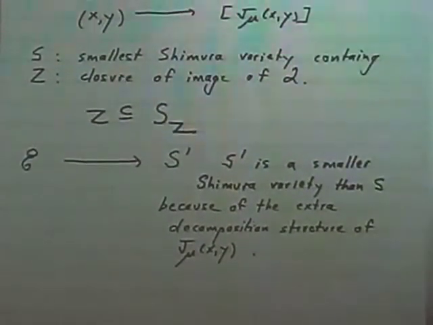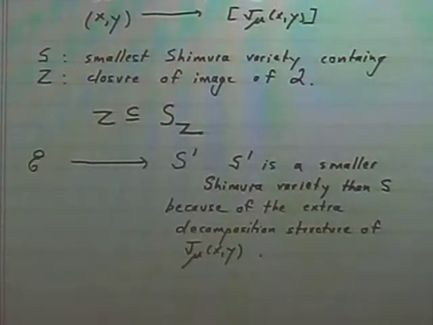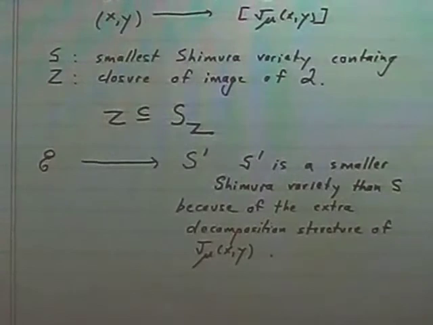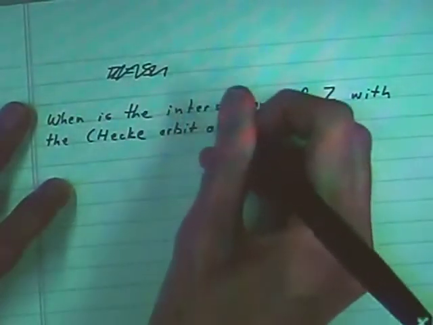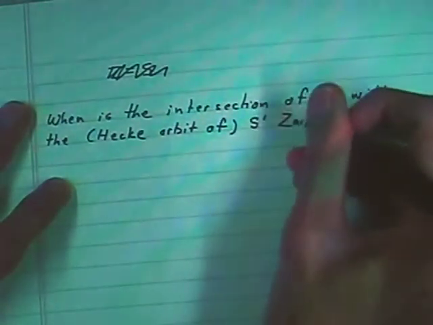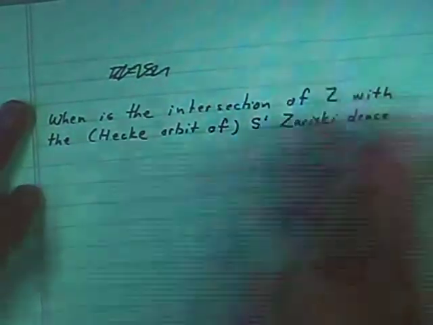Okay, so you're led to looking back at Shimura's papers on Shimura varieties of PEL type and looking closely at the representation of the roots of unity on the differential one-forms. And so what you're able to see is that essentially you have Z equal to S(Z). So I should really put in an extra step. What you're asking is, when is the intersection of Z with the Hecke orbit of S prime, up to isogeny, Zariski dense in Z.